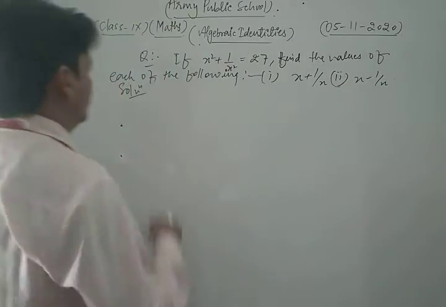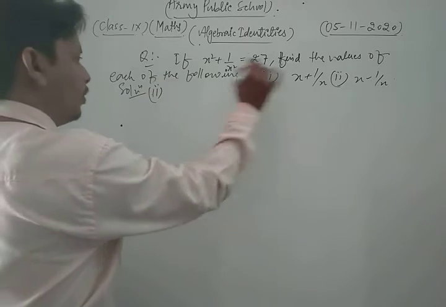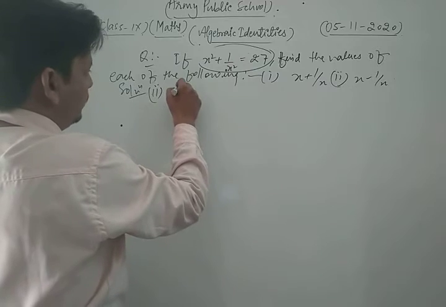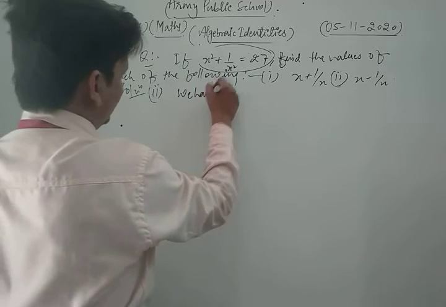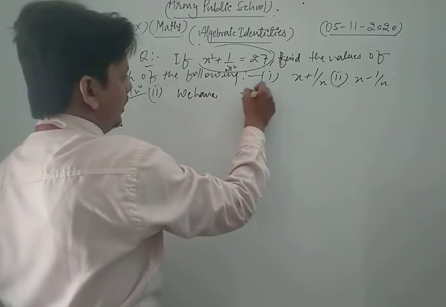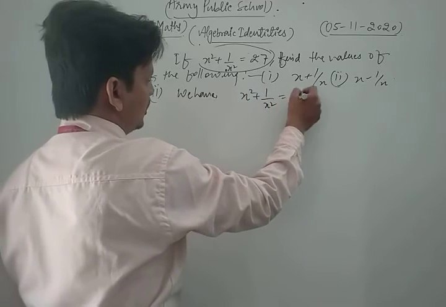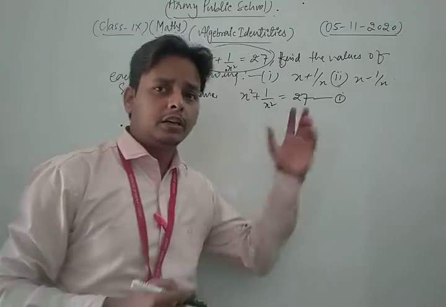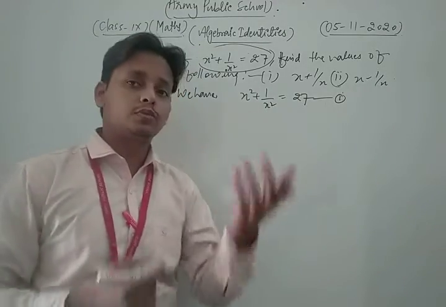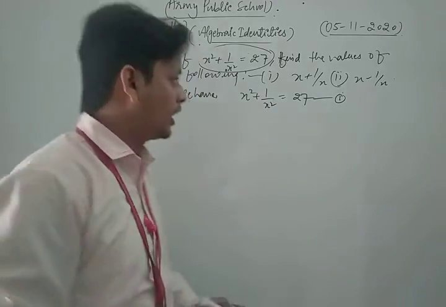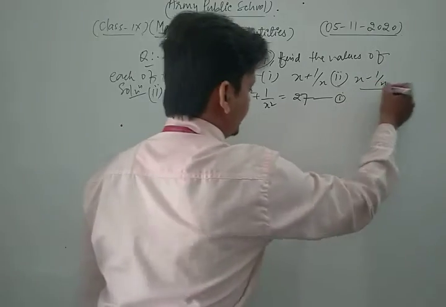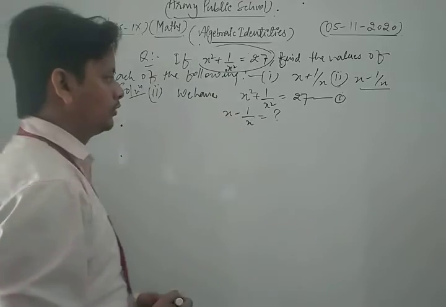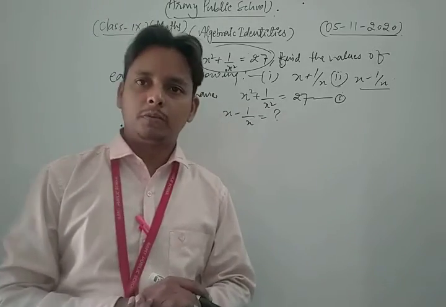Now, look, we solve the second part of the question. For the second part, we write: we have x square plus 1 upon x square is equal to 27, from equation number 1. We already have the value of x square plus 1 upon x square equal to 27. Now we find the value of x minus 1 upon x.